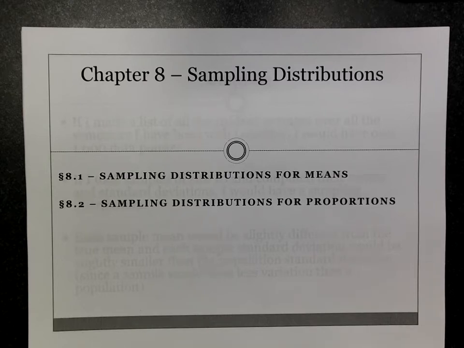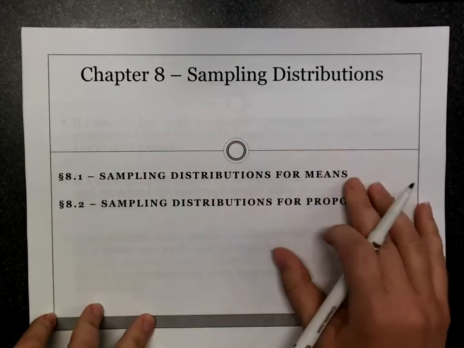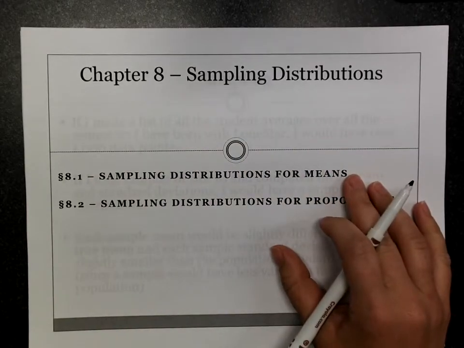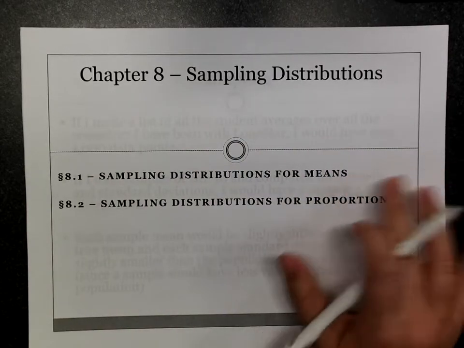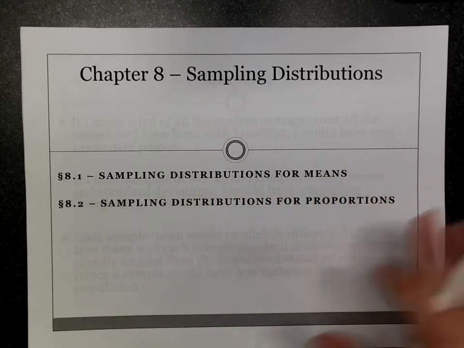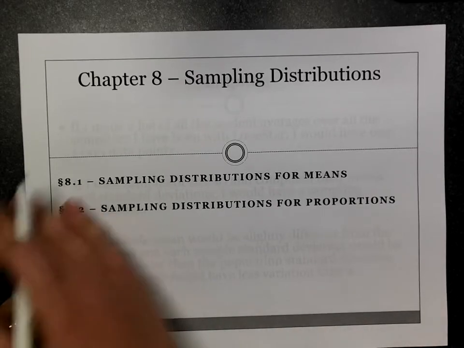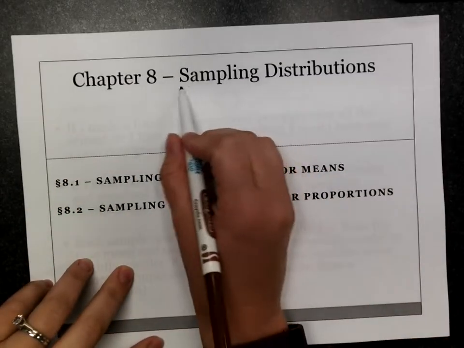This is Chapter 8 on what are called sampling distributions. This will be very familiar from Chapter 7. Everything we learned about in Chapter 7 will still remain true for Chapters 8, 9, and 10. And this is just kind of taking Chapter 7 one step further. This time, instead of looking at a population, we're going to be looking at samples.